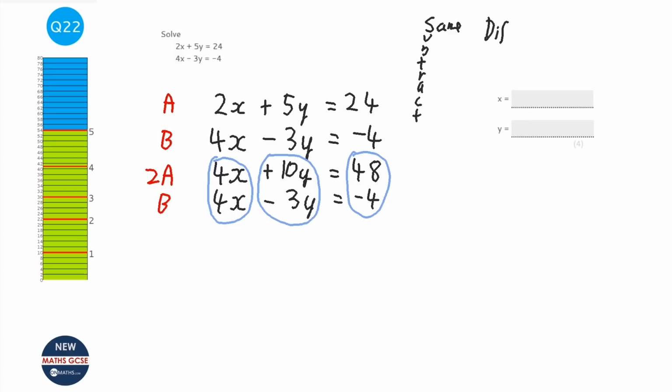If the signs are different, we're going to add. And it's that simple. Now the signs are the same because they're both positive, so we are going to be subtracting. So a minus there, a minus there, and a minus there.